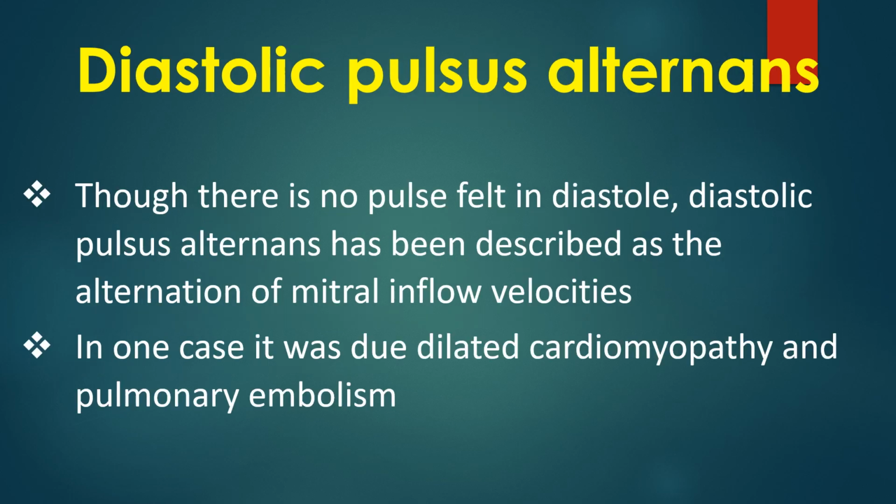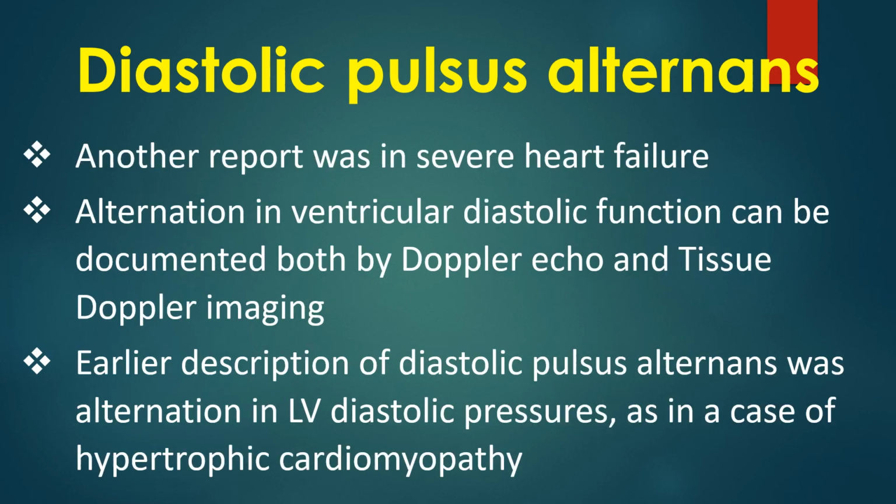Though there is no pulse felt in diastole, diastolic pulsus alternans has been described as the alternation of mitral inflow velocities. In one case, it was due to dilated cardiomyopathy and pulmonary embolism. Another report was in severe heart failure. Alternation in ventricular diastolic function can be documented both by Doppler echo and tissue Doppler imaging. Earlier description of diastolic pulsus alternans was alternation in left ventricular diastolic pressures, as in case of hypertrophic cardiomyopathy.